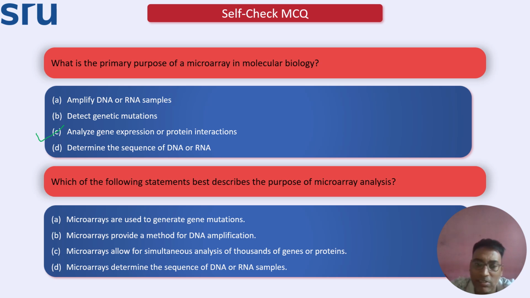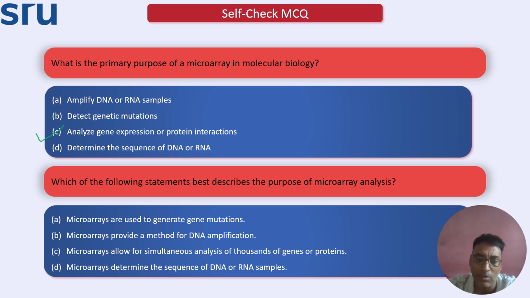Which of the following best describes the purpose of microarray analysis? The microarrays are used to generate gene mutations. They do not generate gene mutations. Okay. Mutations provide a method for DNA amplification. For this, PCR is there. Okay. For amplifying the DNA sequences or to produce multiple copies of DNA. Okay. Microarray does not do all this.